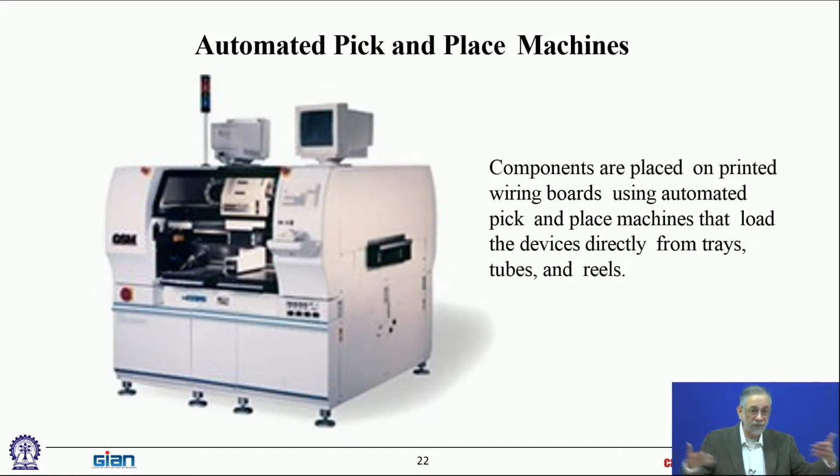The components are all fed through cartridges into the machine. It knows which cartridge has which component. And the pick head goes and picks that component, puts it in the right place. Next component, puts it in the right place. It's basically a vacuum pick and place. So there's a vacuum chuck that picks up the component out of the cartridge and puts it in the right place. Very fast. And these are computer controlled. They move extremely fast.